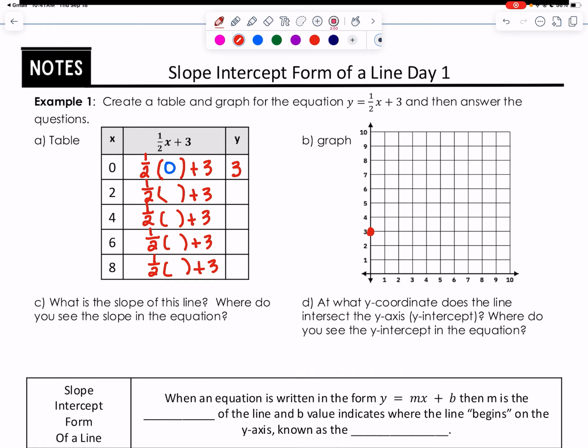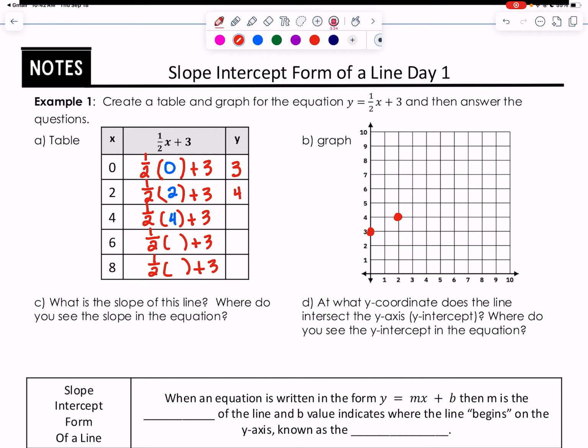All right, what about when the x value is 2? Let's put a 2 right here. So 1/2 of 2 is 1, and 1 plus 3 is 4. So when x is 2, y is 4. So come over to your graph and go over to x is 2 and y is 4 and plot that point on the graph.